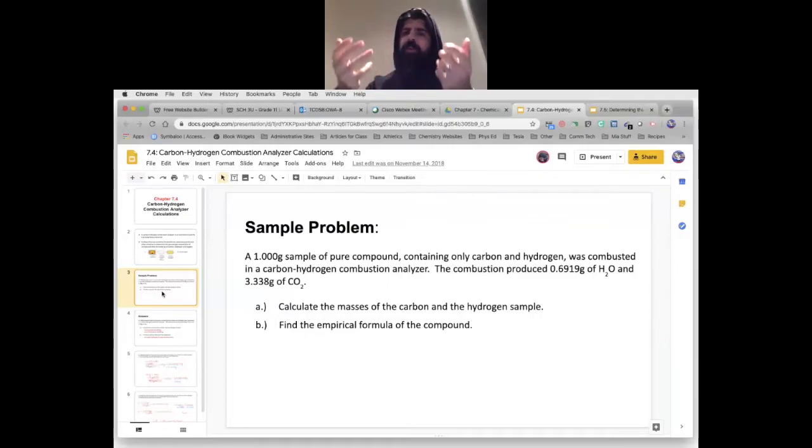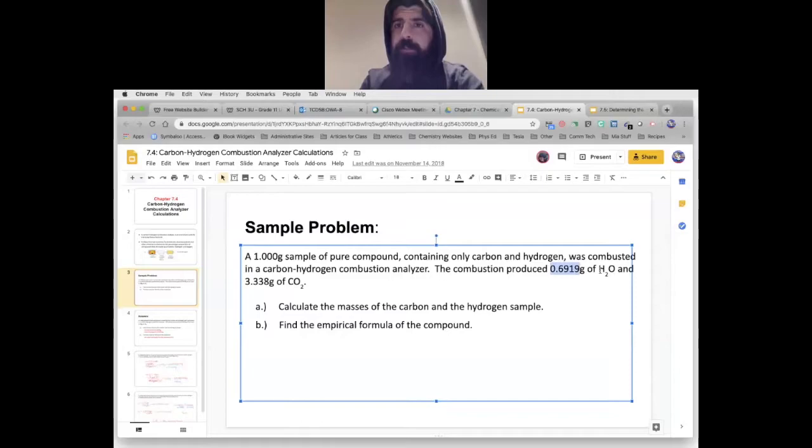And in the end, when we collect the water and carbon dioxide that these analyzers absorb, they collected 0.6919 grams of water, and they collected 3.38 grams of carbon dioxide. So what we have here is now a greater mass, right? And notice here, we start off with 1 gram, but all of a sudden we ended with so much more. Understand that that so much more is all the oxygen that's input.